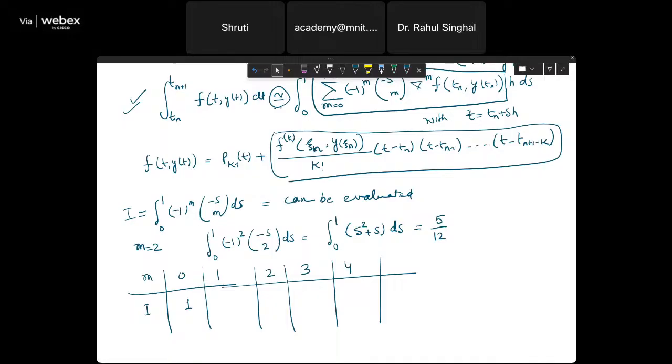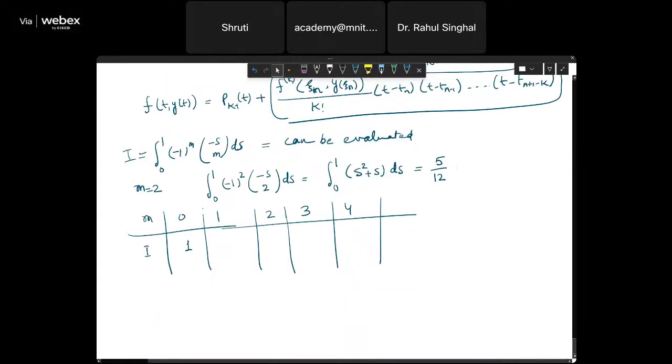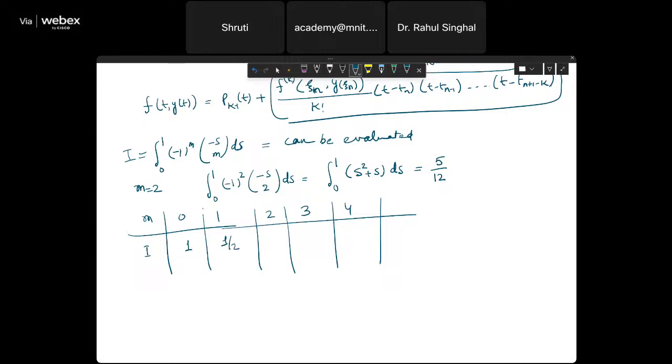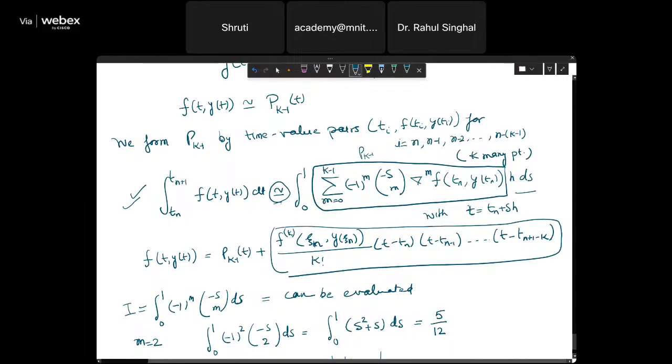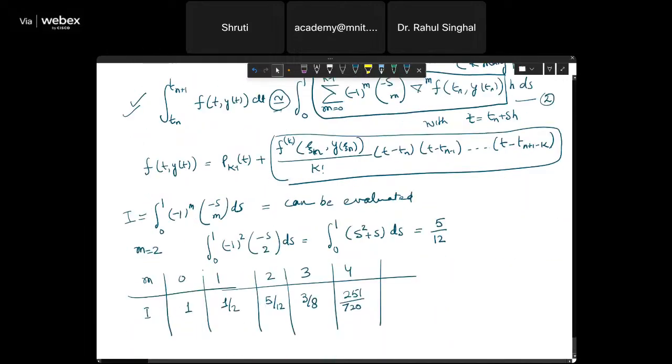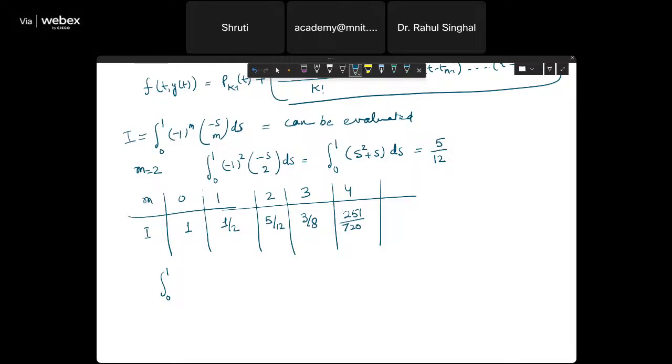If m is 0, this is the initial stage, only one term in this summation, so accordingly we can compute 1. If the m value is 1, we will obtain 1 by 2. M equal to 2, you have just calculated, it is 5 by 12. Then for 3 it is this, and likewise we can compute. So this kind of thing is happening, and therefore from this equation, say equation number 2, we get the approximate integral value.